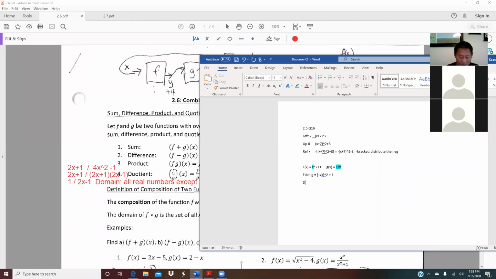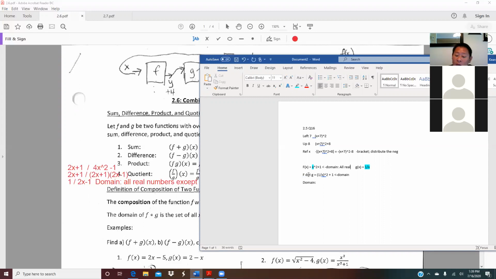And now you have to figure out the domain in this case. You have to figure out the domain of this and the domain of f, because f is first here. The good news about the domain of f is it is all real numbers, because when you have x squared, it is all real. All real numbers means any numbers go in there.